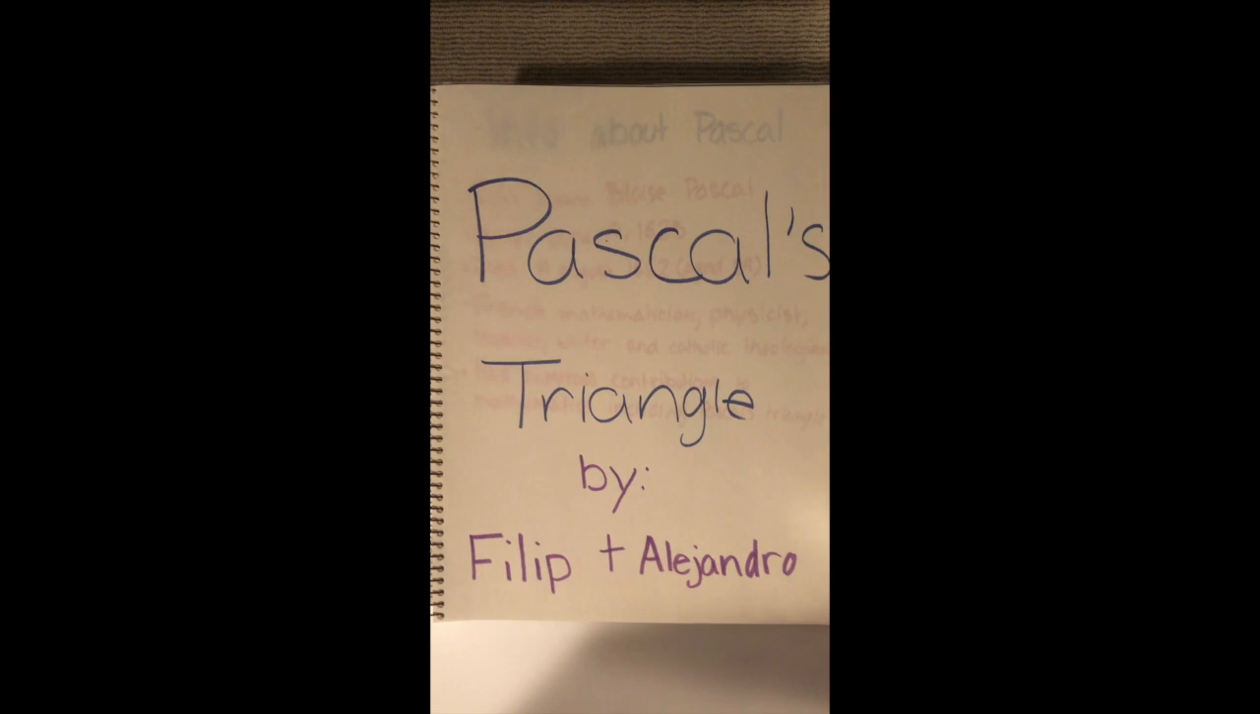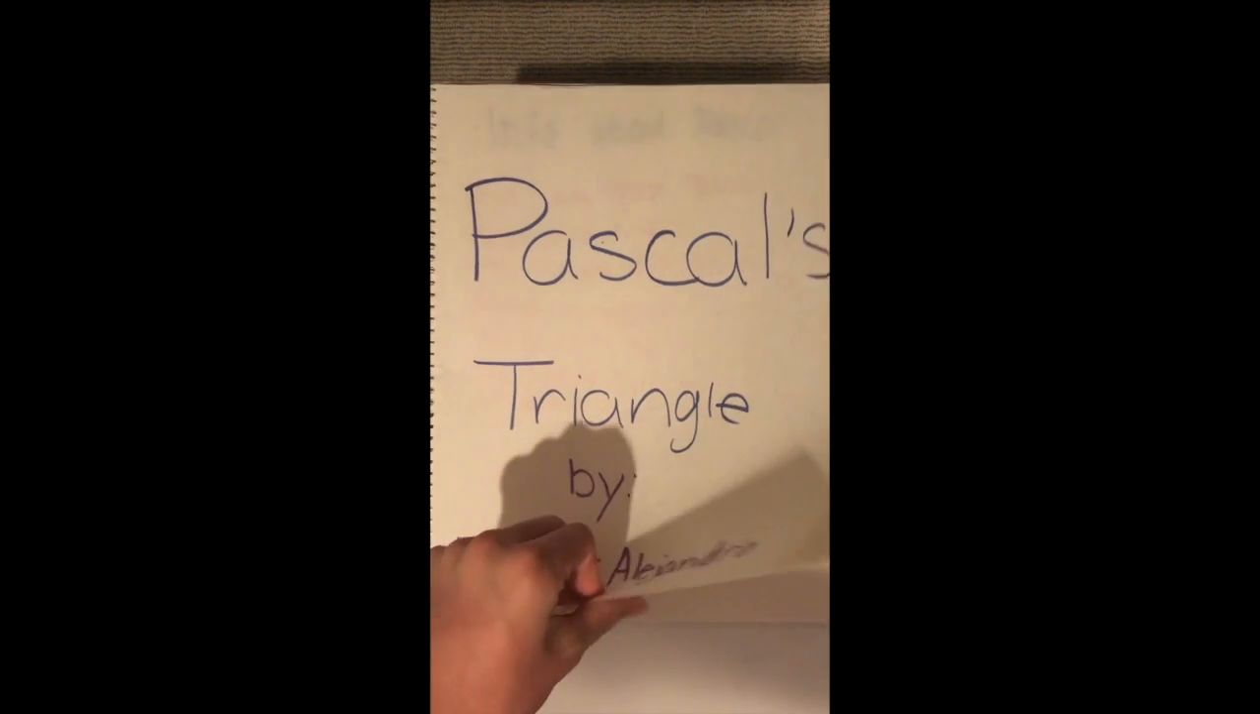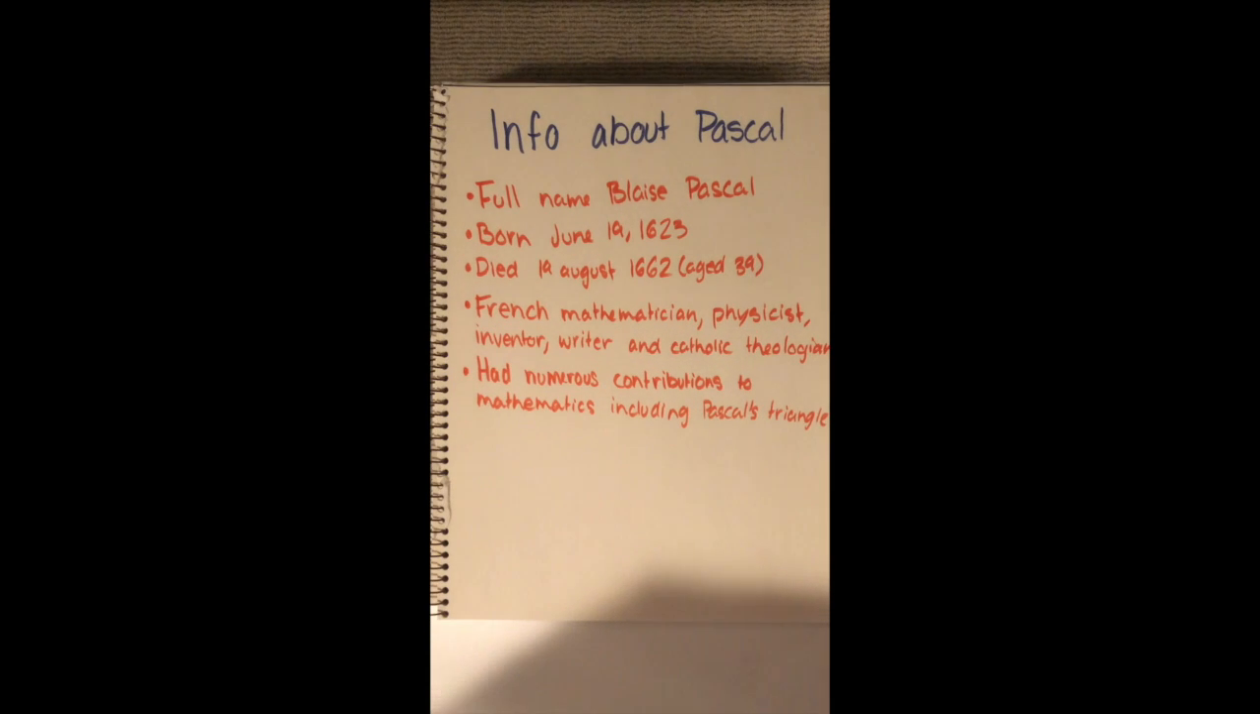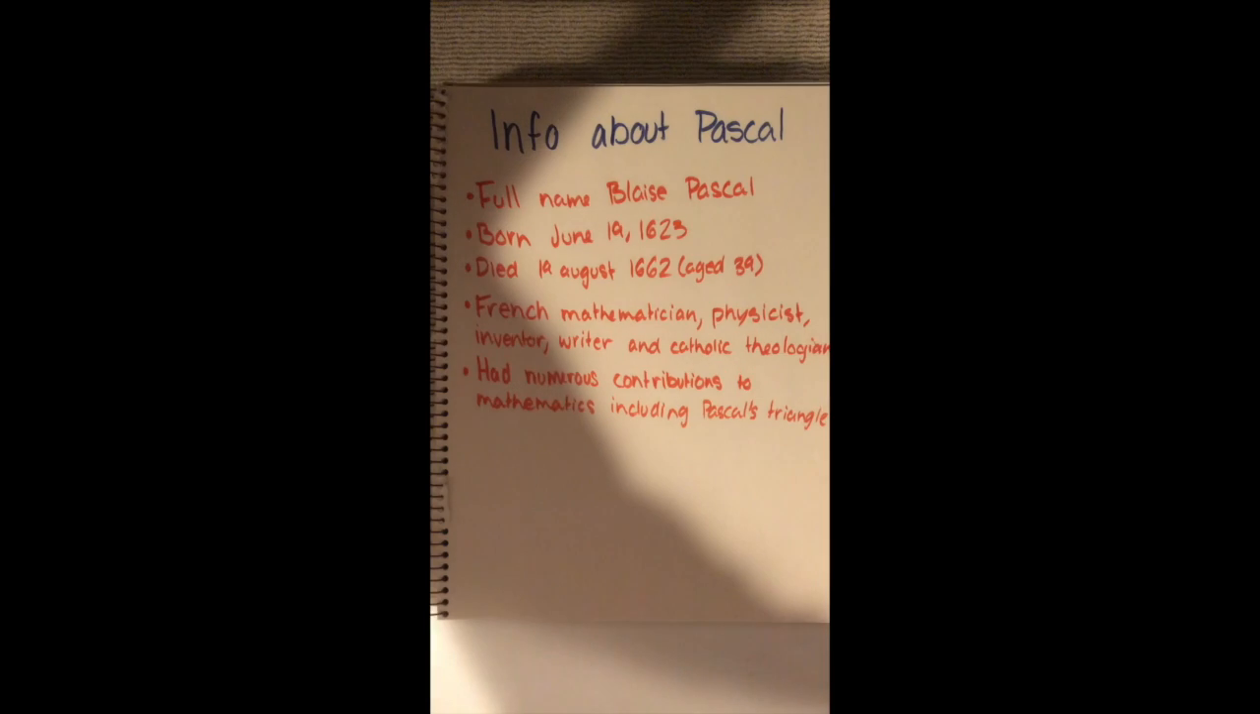Hi, so we're doing Pascal's Triangle by Filip and Alejandro. Before we start, a little info about its creator. His full name was Blaise Pascal. He was born June 19th, 1623 and died the 19th of August, 1662 at the age of 39. He was a French mathematician, physicist, inventor, writer, and Catholic theologian, and had numerous contributions to mathematics, including Pascal's triangle.